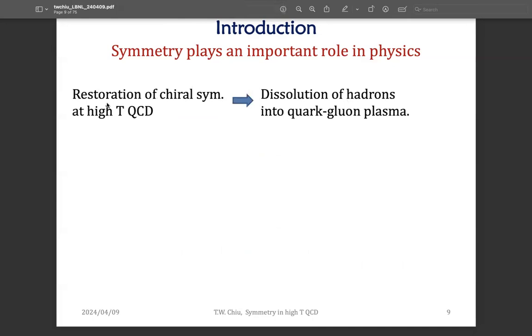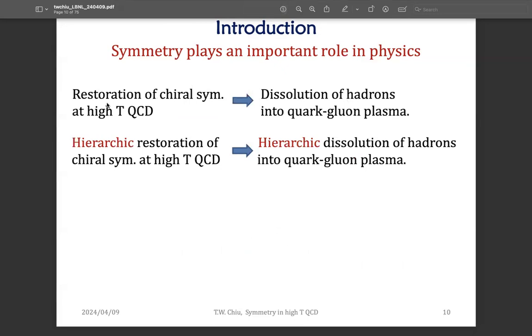Now let's go to higher temperature. So I think everyone would agree that restoration of chiral symmetry at high temperature QCD will give us the dissolution of hadrons into quark-gluon plasma. So what I want to add in this picture is that hierarchic restoration of chiral symmetry at high temperature QCD will imply the hierarchic dissolution of hadrons into quark-gluon plasma.